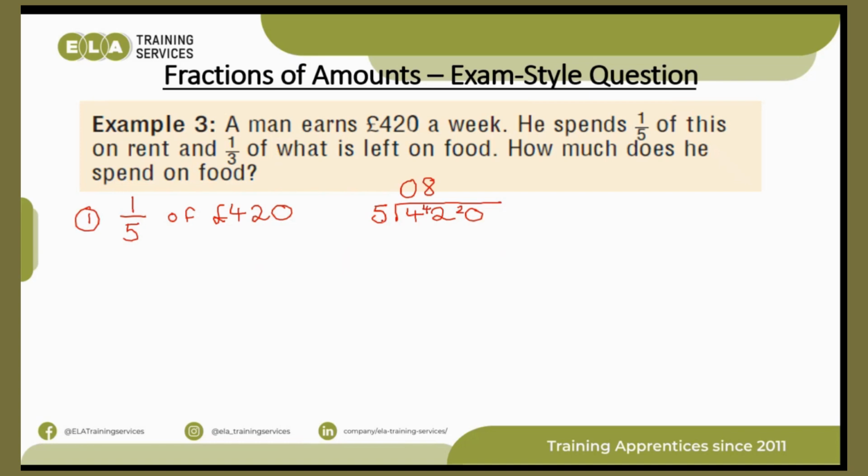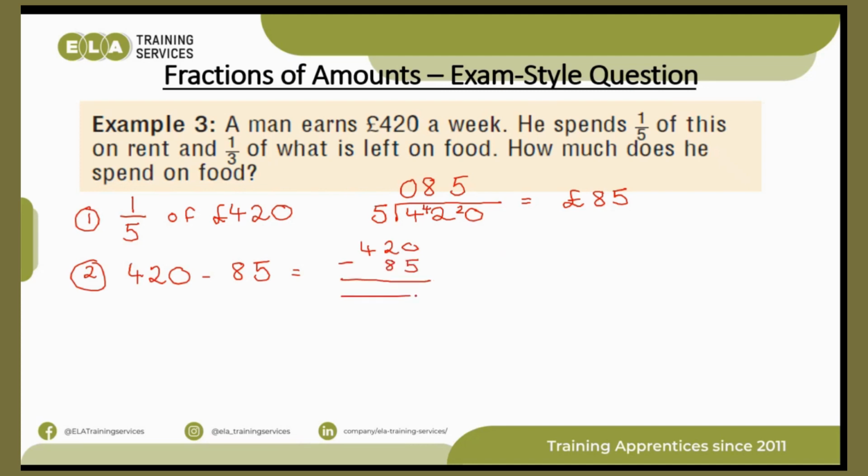5 into 20 is 5, so our answer is £85. So he spends £85 of this money on rent, and then 1/3 of what is left on food. So step 2, to work out what's left, we do 420 take away 85, and the best way to do this is column method.